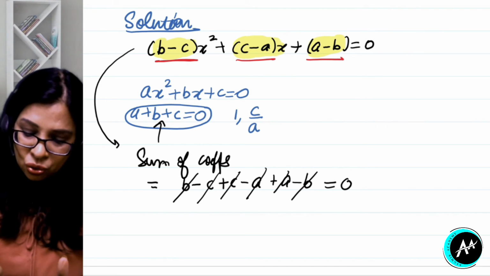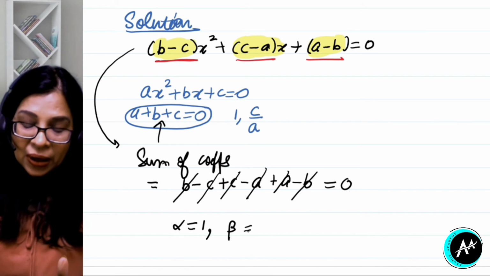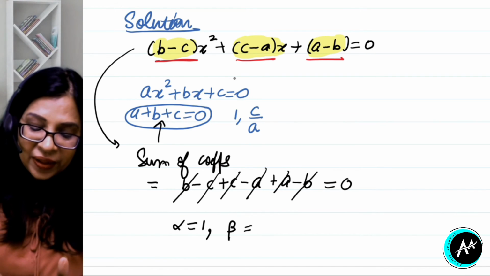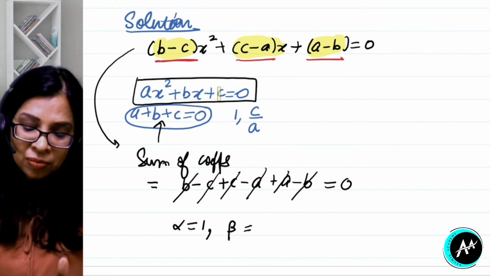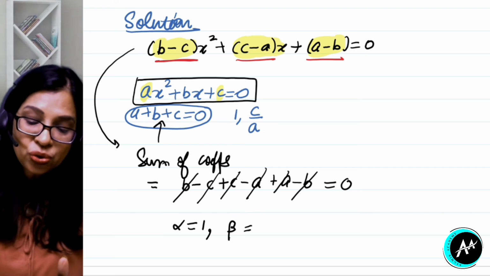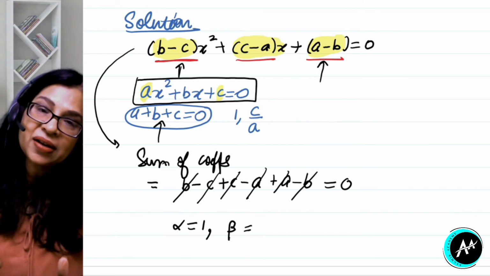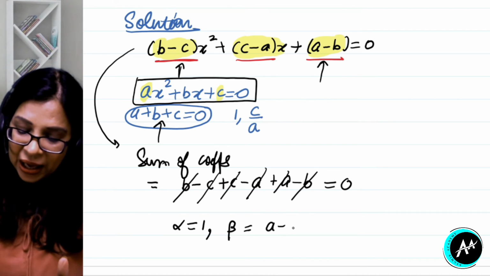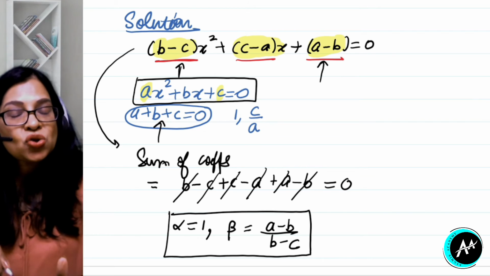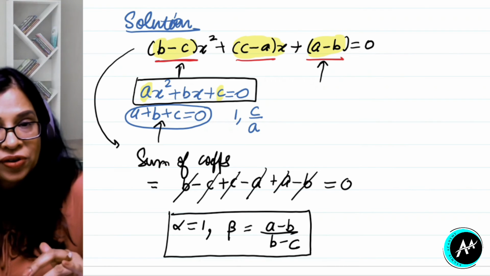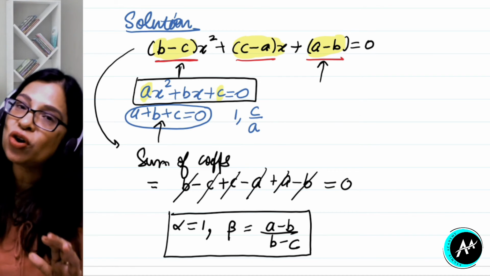So what is the first root? 1. We may denote it by alpha. So one root will be 1. What about beta? If this was the quadratic equation, then the other root was c upon a. What do we mean by c upon a? Constant term divided by coefficient of x square. In this case, the constant term is a minus b and the coefficient of x square is b minus c. So the other root will be a minus b upon b minus c. You can see, so easily and in such a short span of time we have obtained the two roots, by just observing that the sum of coefficients is 0.